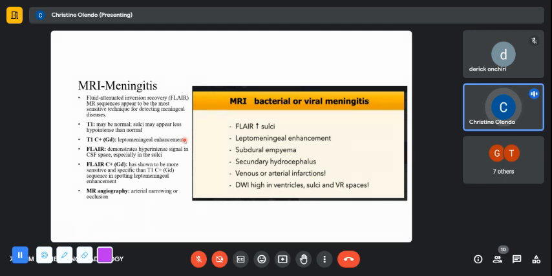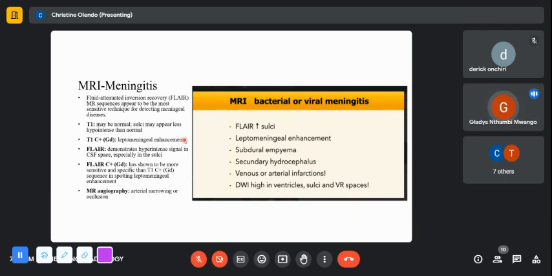So in the table, we're seeing what you would expect to see on MRI in either bacterial or viral. You'd have on FLAIR, the cell side would be hyperintense. You'd have leptomeningeal enhancement, subdural empyemas, secondary hydrocephalus, venous or arterial infarctions, and DW high in ventricles, cell side, and the perivascular spaces as well.